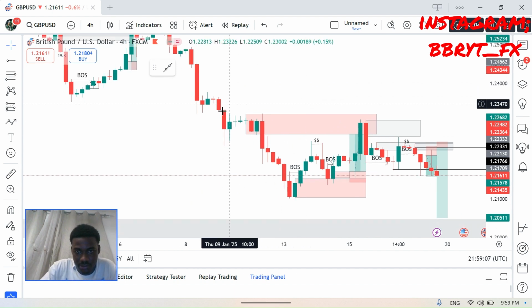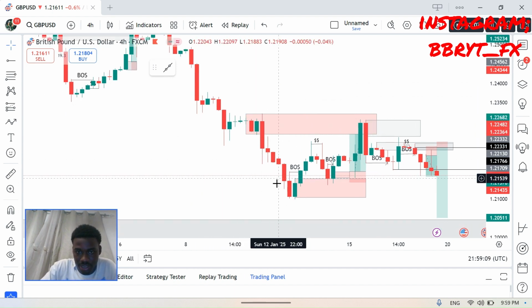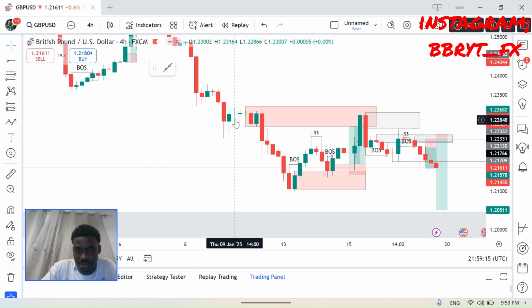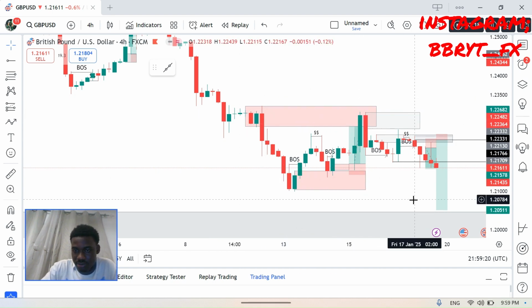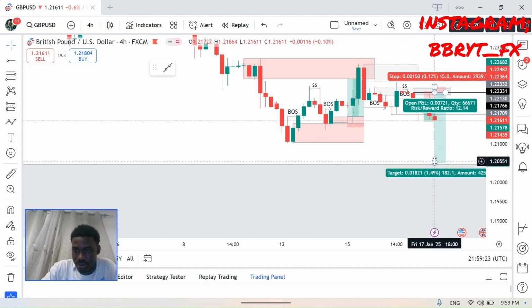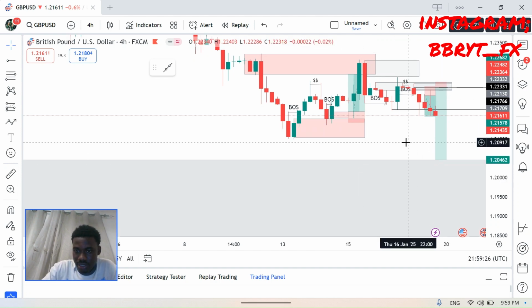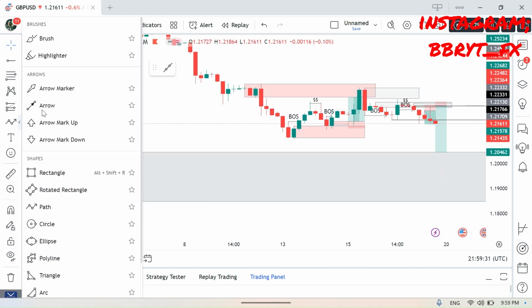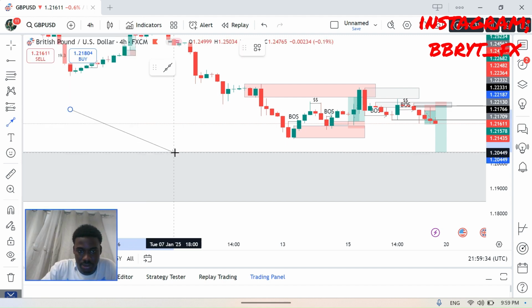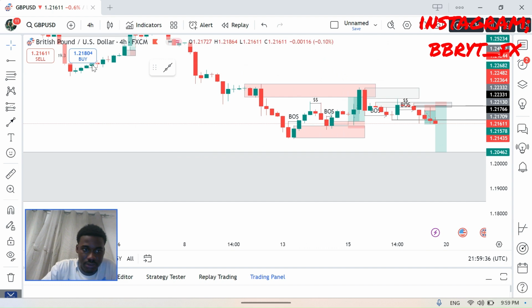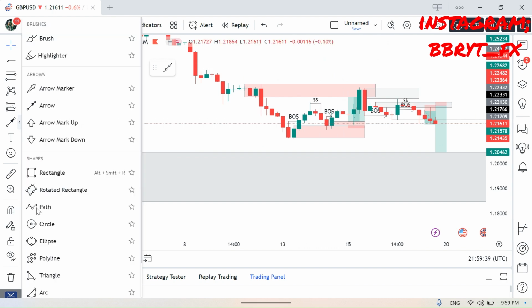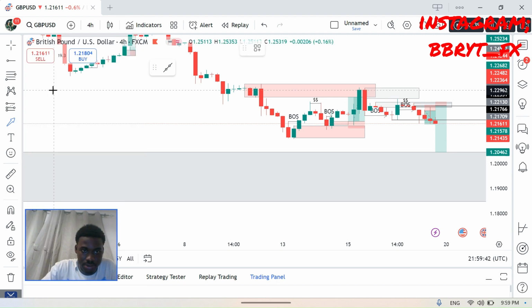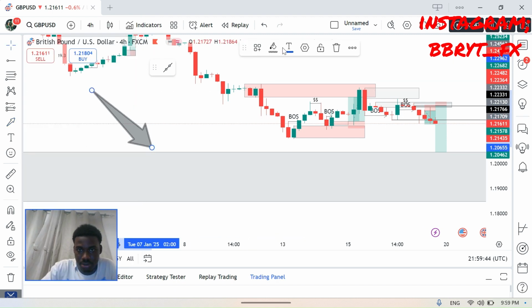So we had this nice consolidation and an imbalance. A nice consolidation prints out of the nice supply zone, which can take price further downwards into the higher demand zone right here. So this is the key level. This is actually the key level I'm looking to take, this right here. Let me change this arrow. Okay, let me use this right here.